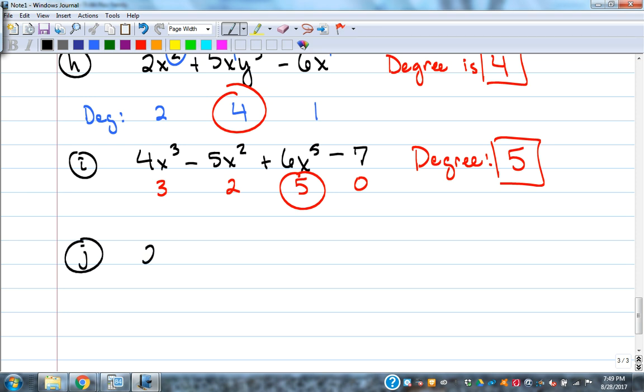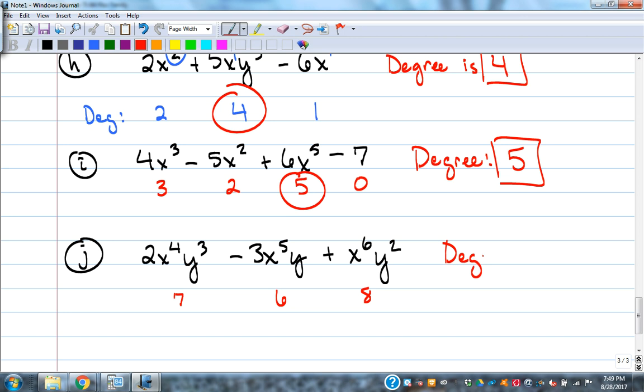Let's do another one. 2x to the 4th, y to the 3rd, minus 3x to the 5th, y plus x to the 6th, y squared. That was a little busy. What's the degree of the first term? Second term? Last one? 8. Degree of the polynomial? 8. Don't get much easier than this. That stuff right there, that's cake.